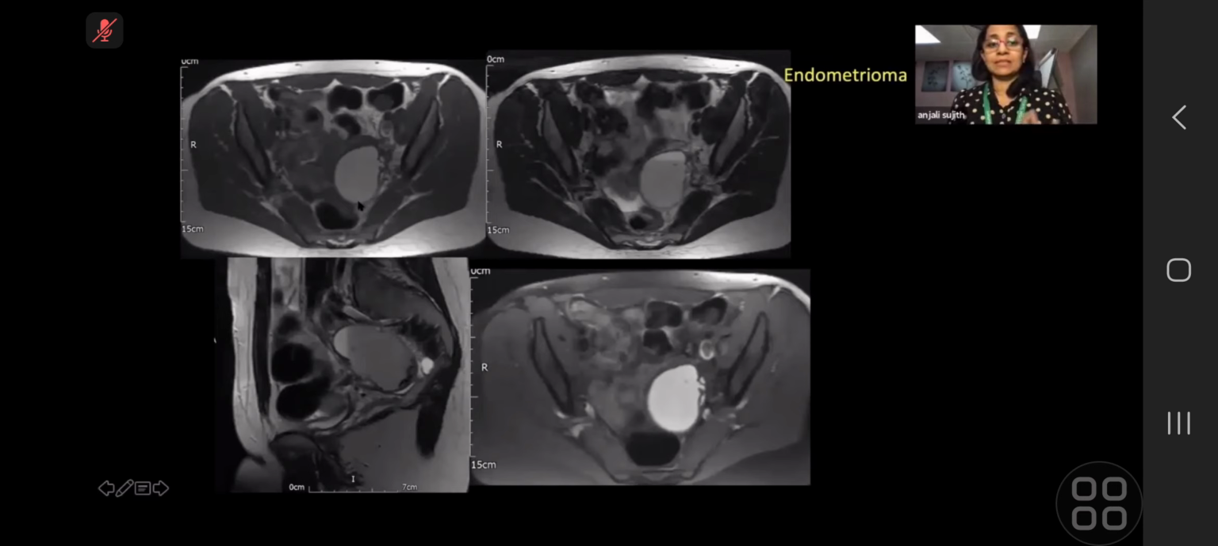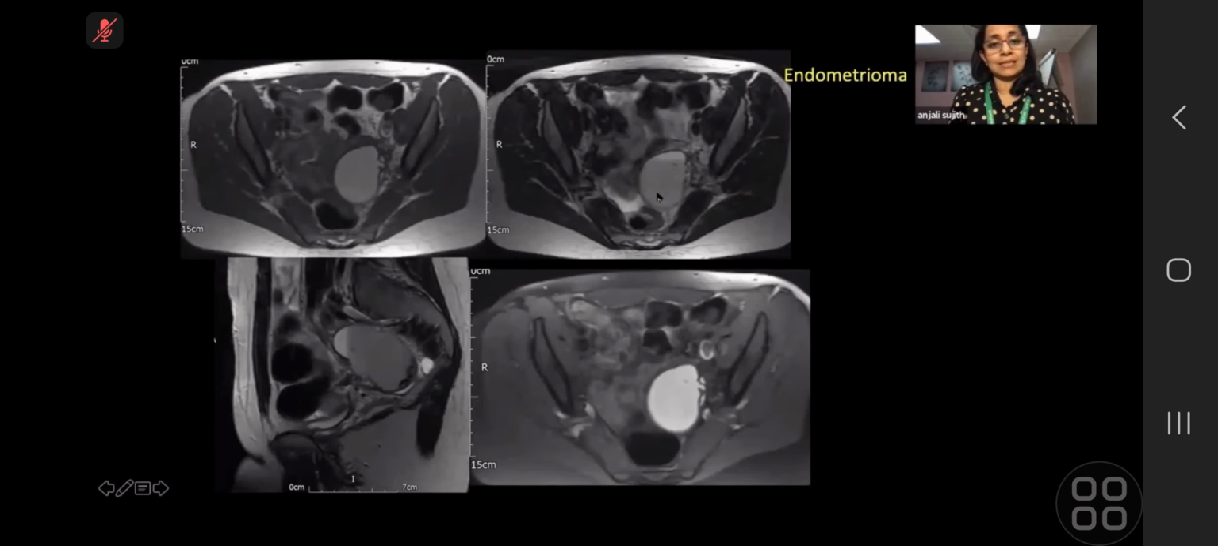Endometrioma, because of repeated cyclical bleed, is a hemorrhagic lesion. So it will be bright on T1, and remains bright on fat saturated image. And on T2, it will be of low signal. We'll come to that. And this appearance is called T2 shading.